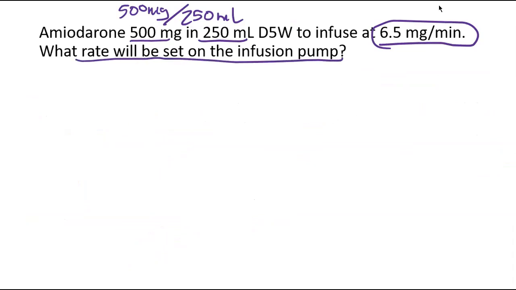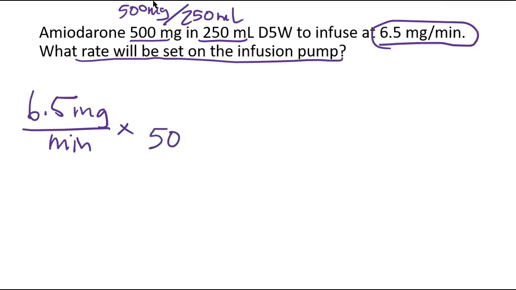We're going to start with the rate, 6.5 milligrams per minute. We're not going to do any time changes. We're going to take this and cancel out milligrams. We have 500 milligrams in 250 mLs. We'll cross out these, and we can even cross this out. We got 25 over 50, which is going to be 1/2, or 6.5 divided by 2.